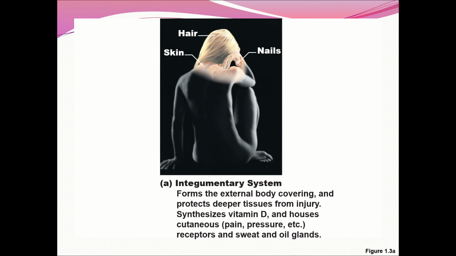It protects deeper tissues from injury. It synthesizes vitamin D. It is the main organ for touch, which is called cutaneous sensation. And it produces sweat and oil via the glands. Hair serves for identification and also helps to protect against abrasion, insects, UV radiation, and nails mainly function as tools.